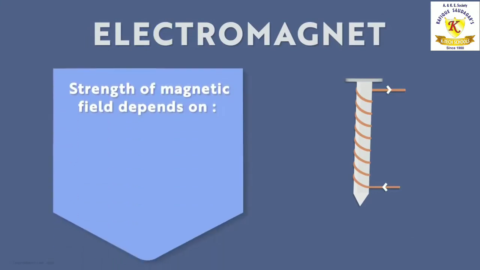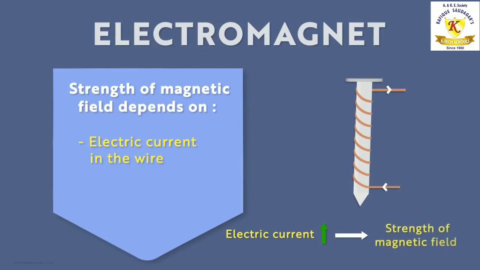Now there are some factors on which the strength of an electromagnet depends. The current flowing in the wire is one of them. If we increase the flow of current in the wire, the strength of the magnetic field of this electromagnet will also increase. Is there any other way? Yes, there is.